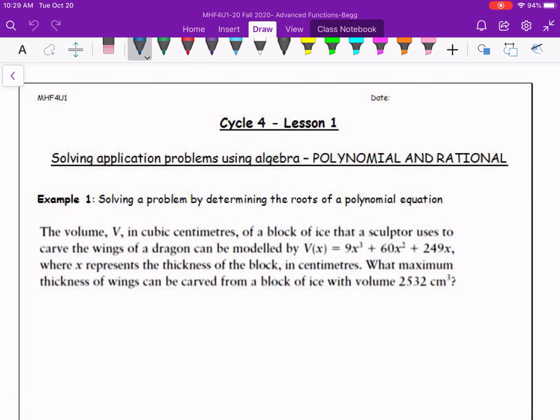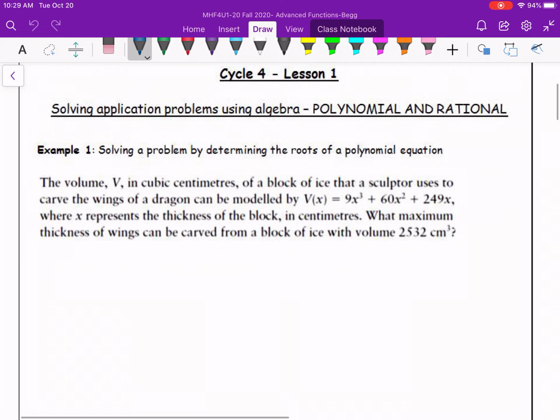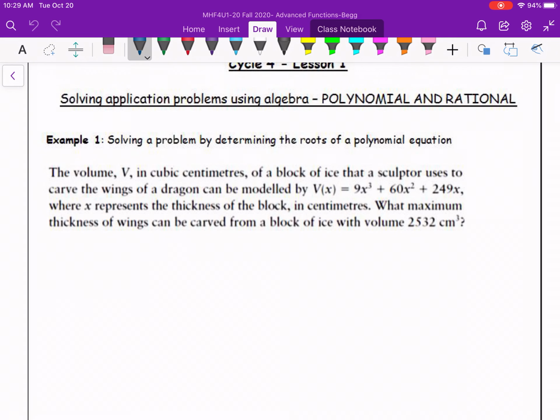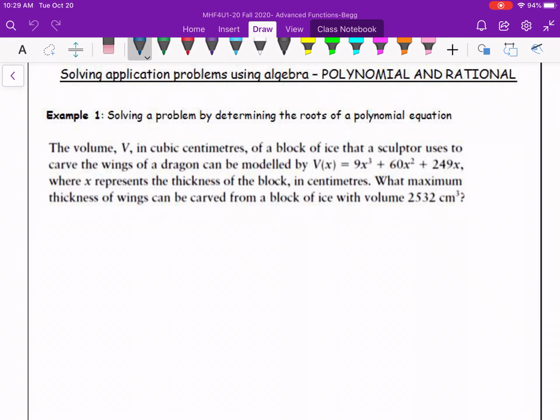In Cycle 4, we're going to look at some applications of all the different types of functions that we've been working with throughout the course. In this lesson, we're going to look at some applications of polynomial functions, well, one application, one word problem, and then one of rational functions. And then, of course, some practice on both of those. So we're starting off with polynomials.